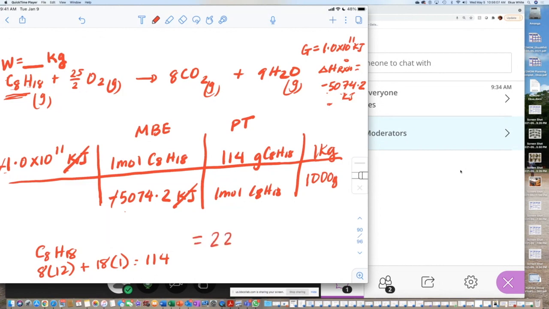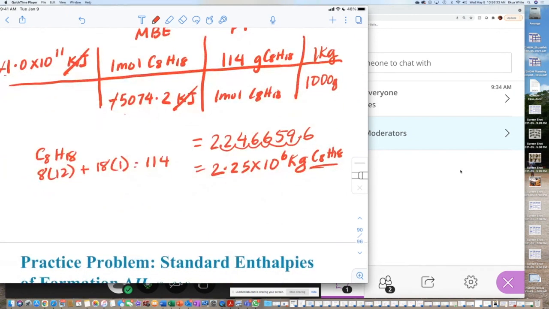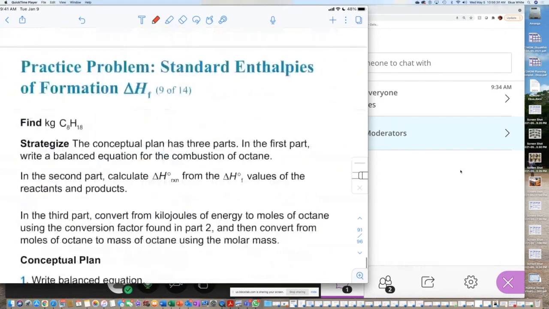I get 2246659.6. So let's see, y'all. I'm gonna move the decimal. Okay, 1, 2, 3, 4, 5, 6. I know, it's such a shame. Okay. Hey, the city knows how much octane they should use. They need about 2.25 times 10 to the power 6 kilograms of octane. That's a lot of octane.